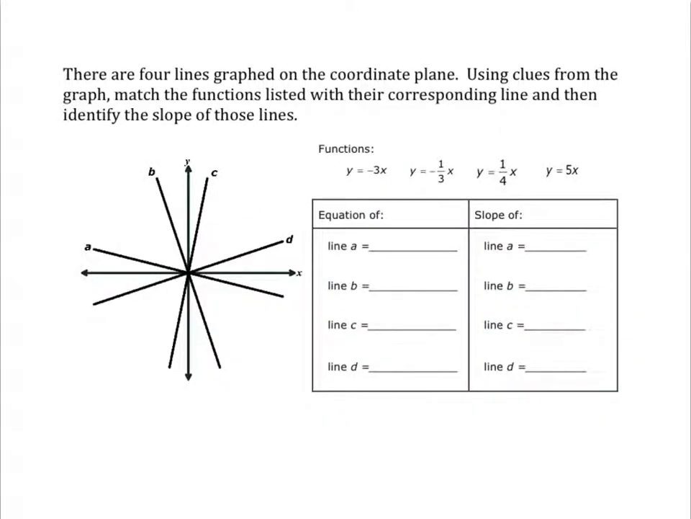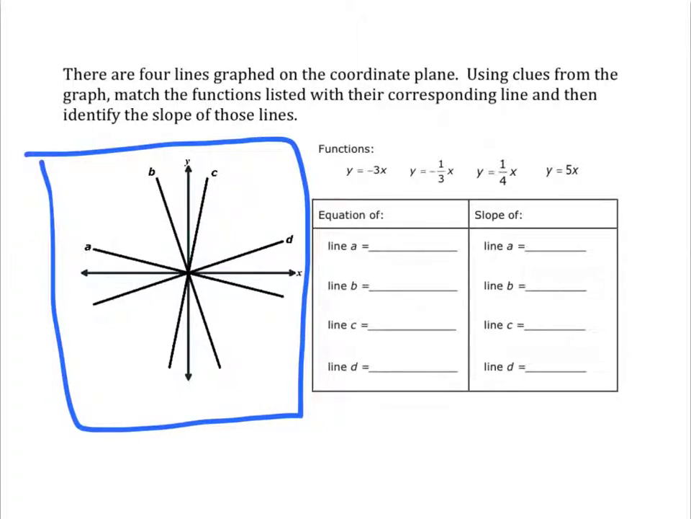You do not need to draw this. Don't draw this, but just look at the video and fill in this table off to the side. There are 4 lines graphed on the coordinate plane. Using clues from the graph, match the functions listed with their corresponding line and then identify the slope of those lines. So we will go ahead and we'll talk about equation A together, and then I want you to do B, C, and D by yourself.